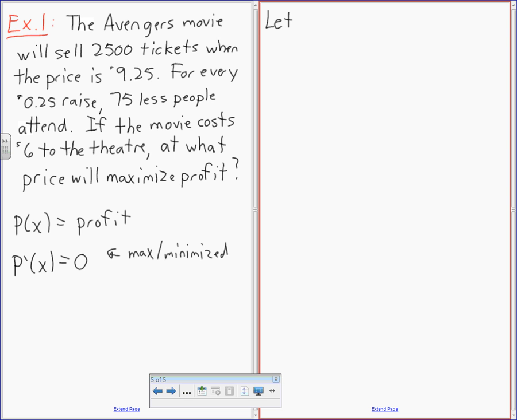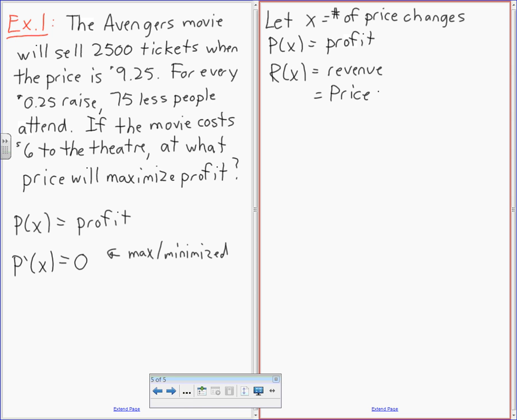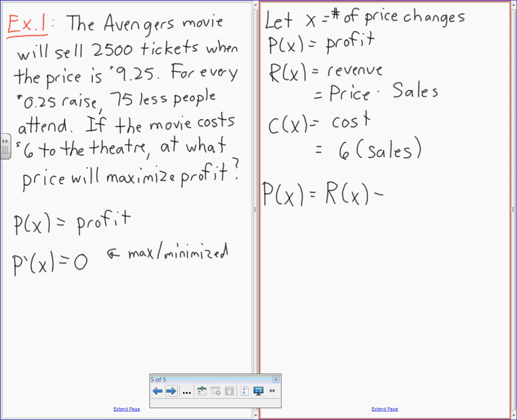Solution. Let X equal the number of price changes. We're going to say P of X is equal to the profit. R of X is equal to revenue, which equals price times sales. And C of X is equal to cost. This is going to be 6 times sales. Okay, $6 times the number of people. So for my profit, it's going to be R of X minus C of X.